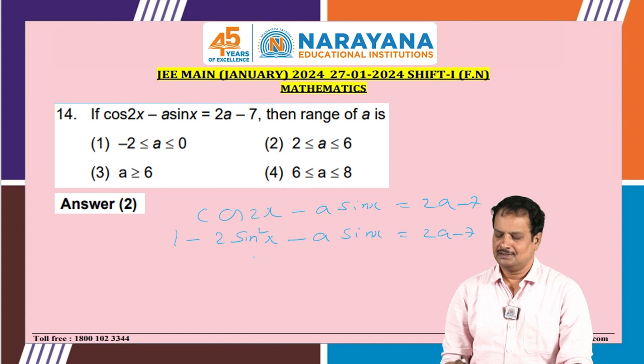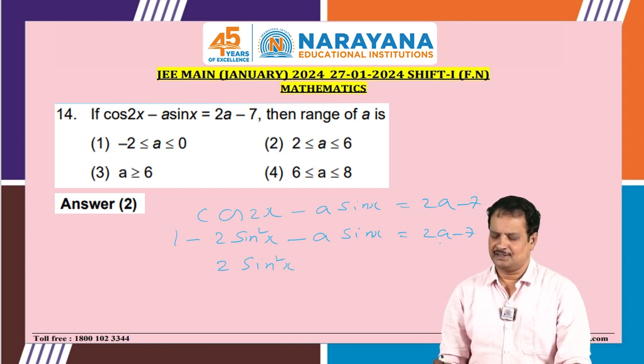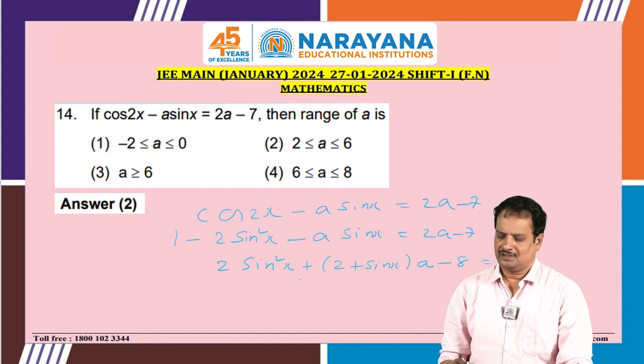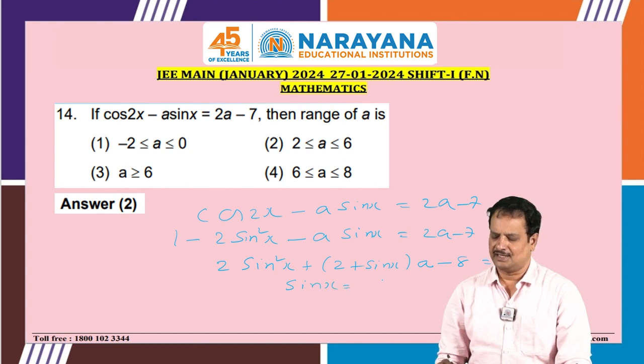So you can simply take the separation of a there. That's one thing. Otherwise, 2 sin square x on the left, and on the right side, 2a minus 7. Here we have the minus a sin x. So when you take all the terms to one side, it is 2 sin square x plus sin x into a, and next, minus 8 equal to 0. This is what we are going to have there. Then you can find out the sin x value.